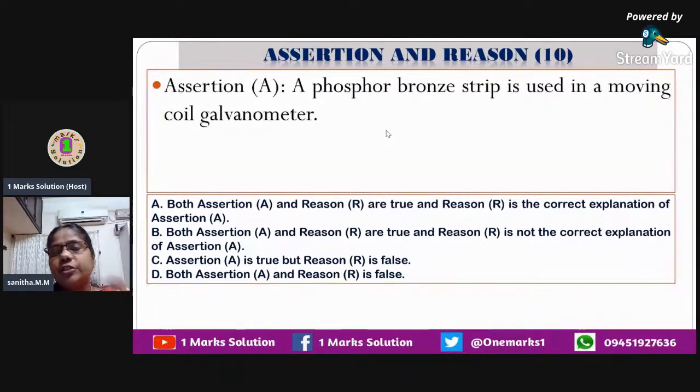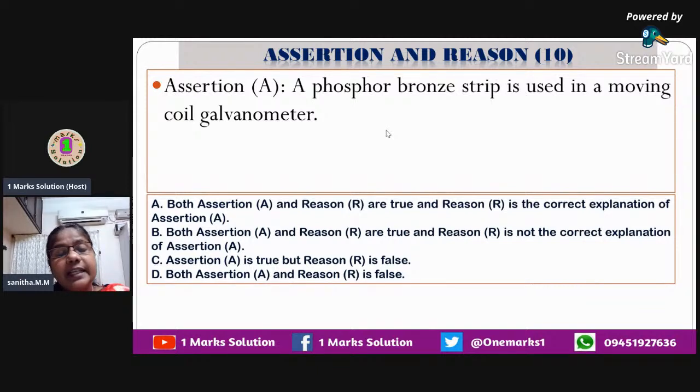A phosphor bronze strip is used in a moving coil galvanometer. Why is a phosphor bronze strip used in a moving coil galvanometer? Because to get more sensitivity, we are using this. And what is the specialty of this phosphor bronze strip? It is a good conductor. Tensile strength is high. Why? Because it has to carry the whole coil. So tensile strength should be high, and low torsional constant. Then only we will get more deflection. If we are getting more deflection, then only sensitivity will be more.